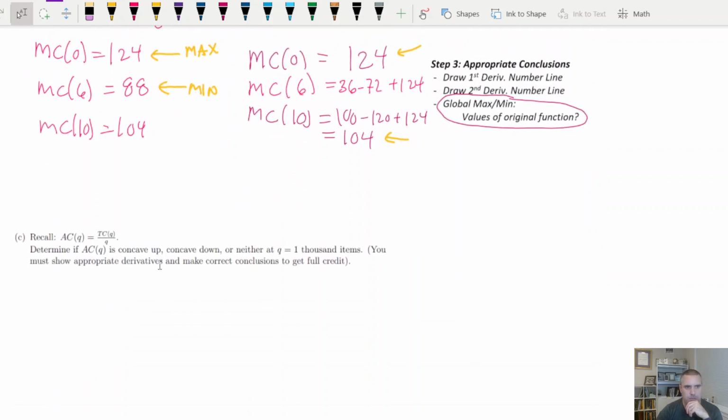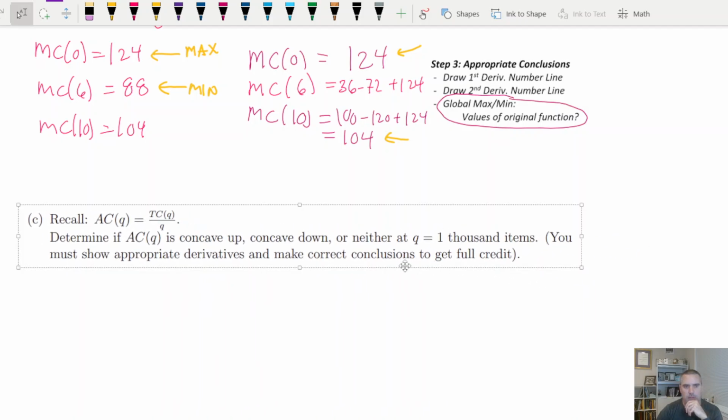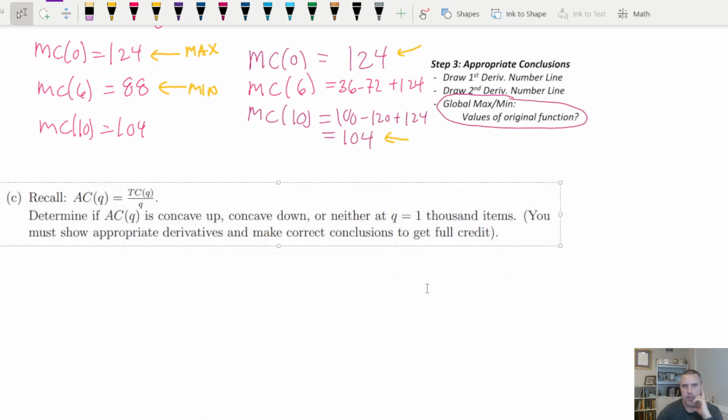Okay, last question. It says the following. Recall that average cost is total cost divided by Q. Determine if average cost is concave up or concave down at 1. So now we're talking about average cost. That's our starting function.